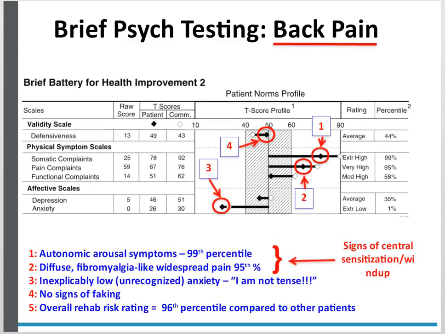Let's return to the profile. And you can look at the numbers on the screen here. The high somatic complaint scale indicates the autonomic arousal type symptoms are at the 99th percentile compared to other patients. Pain complaints, the diffuse pattern of pain distributed across the body, at the 95th percentile compared to other patients. Now, interestingly, the anxiety scale is at a really low level.